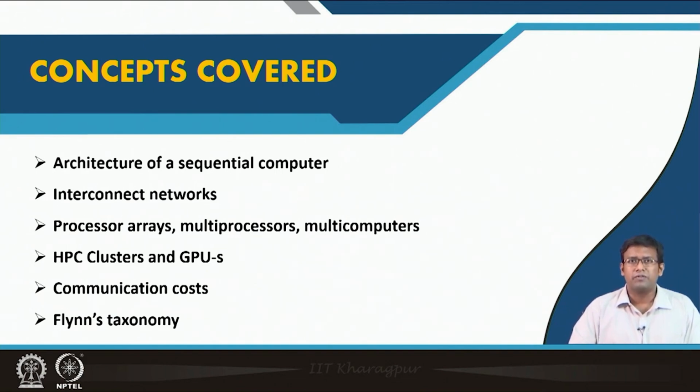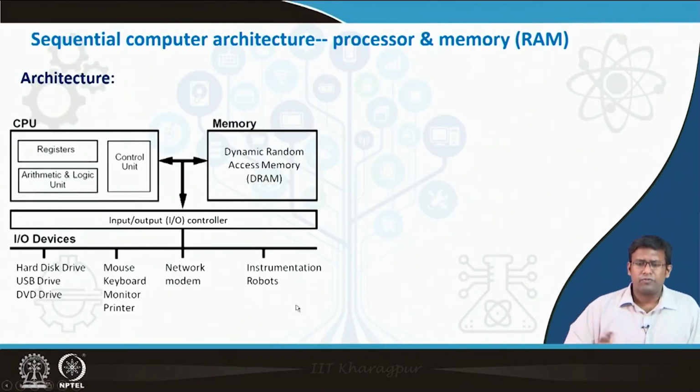And then Professor Flynn long back specified a certain taxonomy to classify different architectures of parallel computers. We will go through this Flynn's taxonomy. You will see that it is very much valid even in today's world. Well, so first we look into the architecture of a sequential computer.